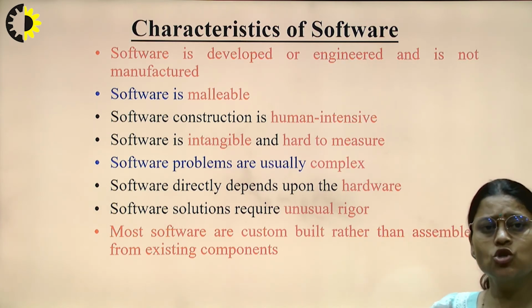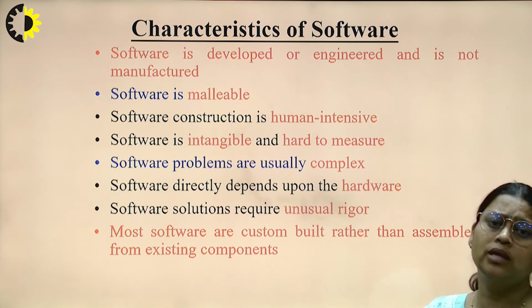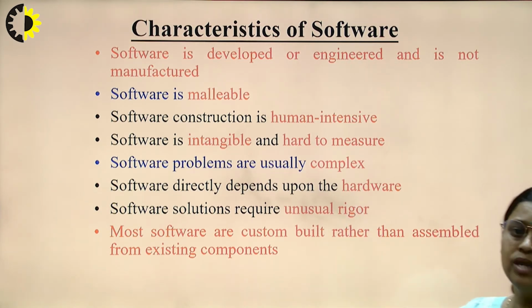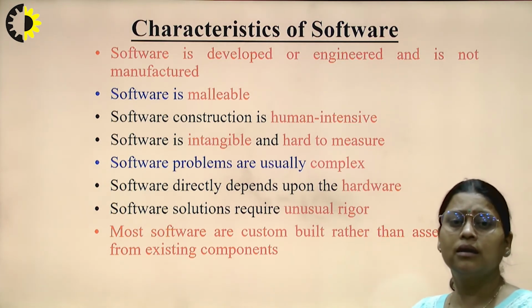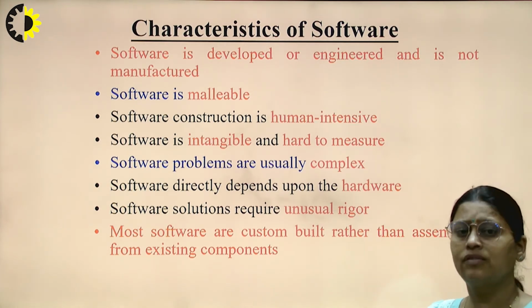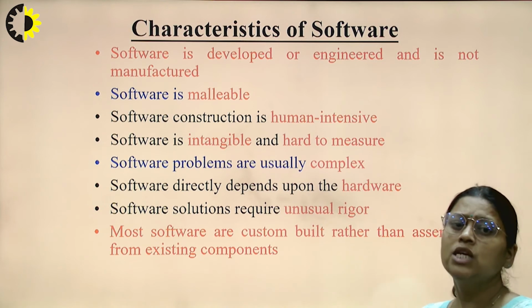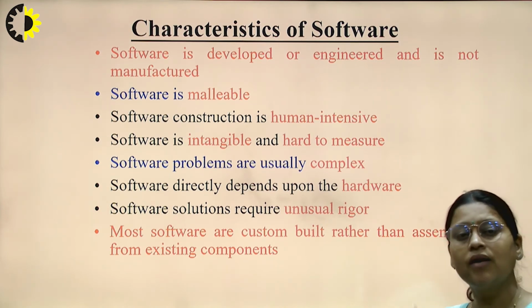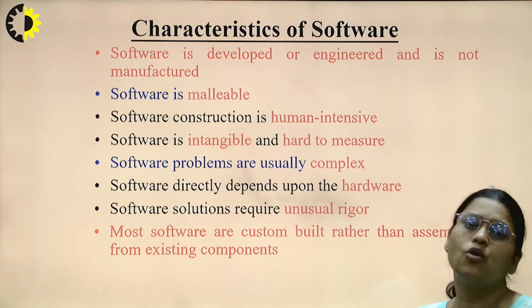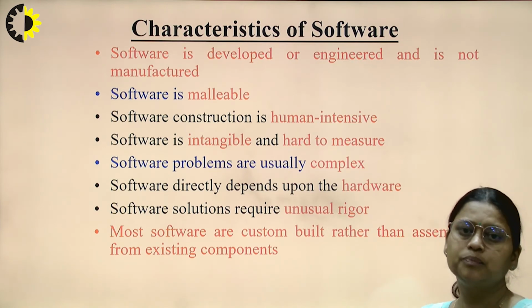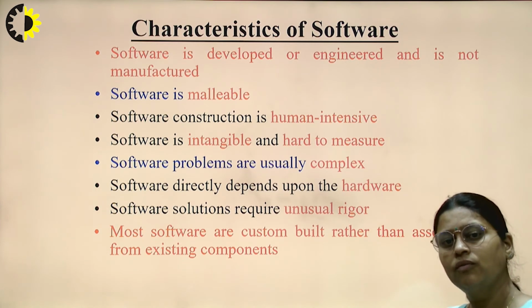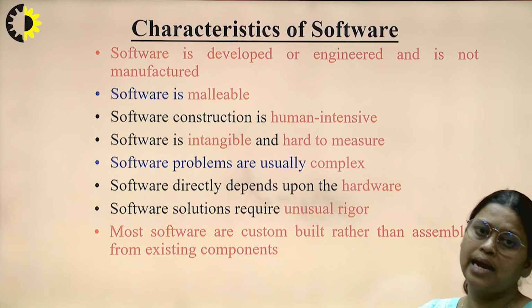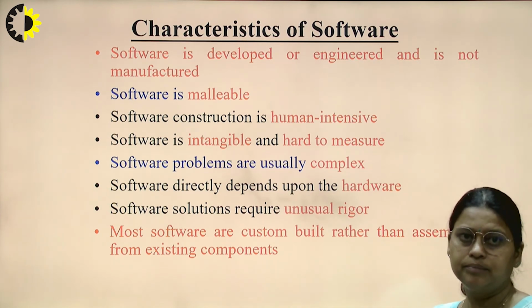Now the next is that software directly depends upon the hardware. Software is always dependent on the hardware. It means we never execute or run the software without hardware support. We can say that hardware is always necessary for software execution. So without hardware, we never use software. So software directly depends upon the hardware.